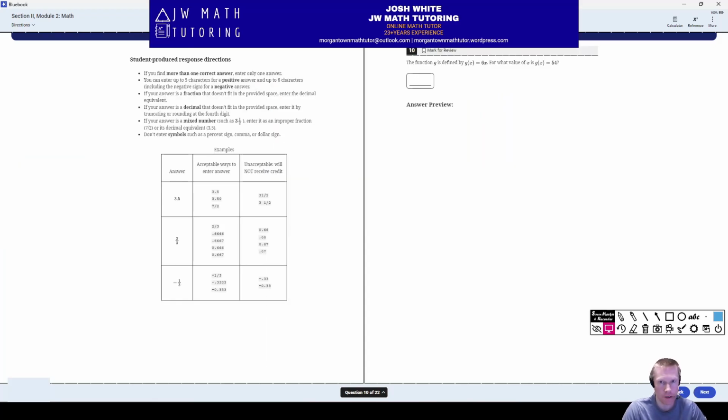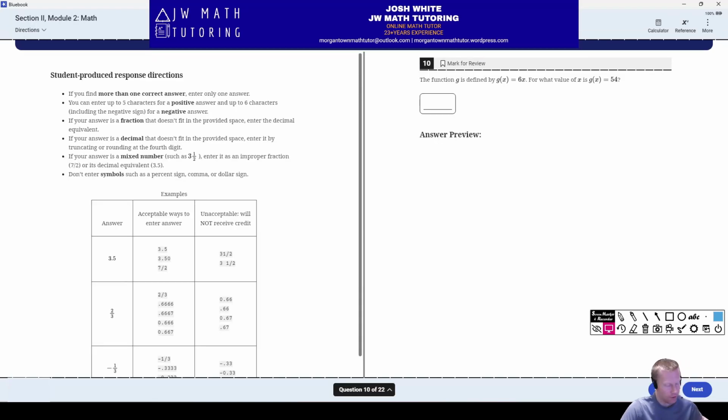All right, next up, question number 10. Let me just snap back to the default view. Control plus 0, by the way, if you ever zoom in or zoom out. Control and 0 will get you back to the default zoom level.